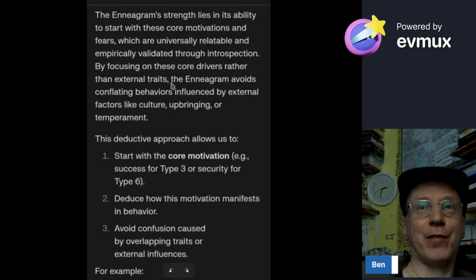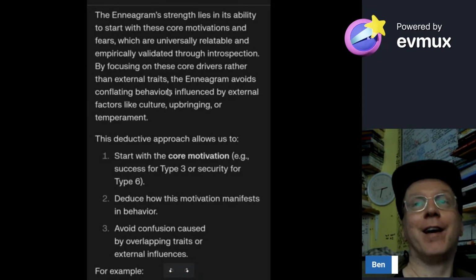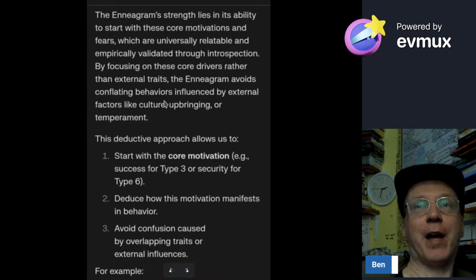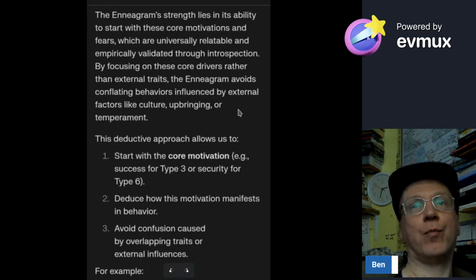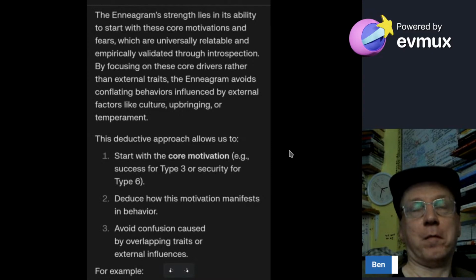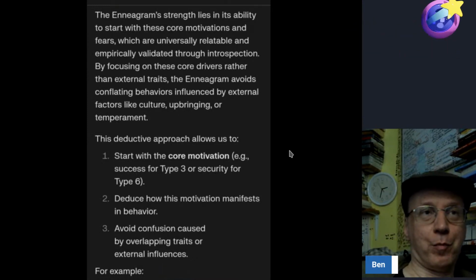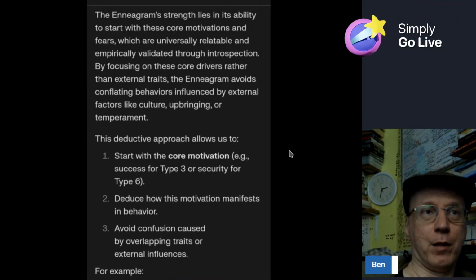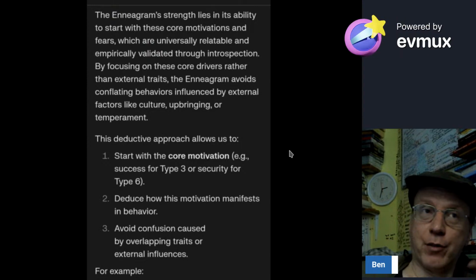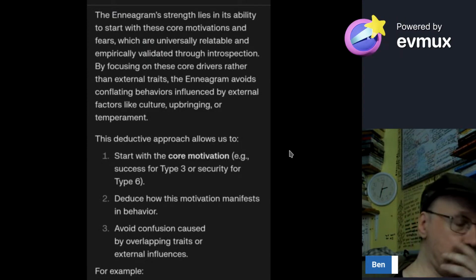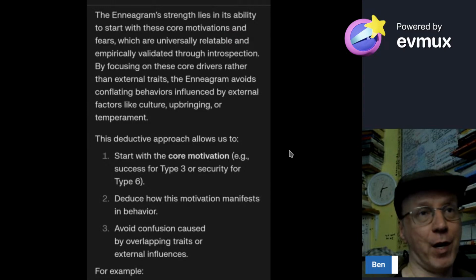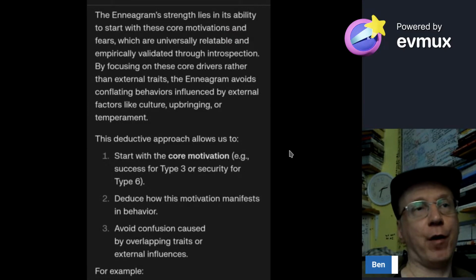By focusing on these core drivers rather than external traits, the Enneagram avoids conflating behaviors influenced by external factors such as culture, upbringing, and temperament. So you keep it separate, and you get to accept there are some motivations within the Kersey temperaments. I use the Linda Berens term essential motivator pattern. We can say the essential motivator pattern is the motivational half of the Kersey temperament.